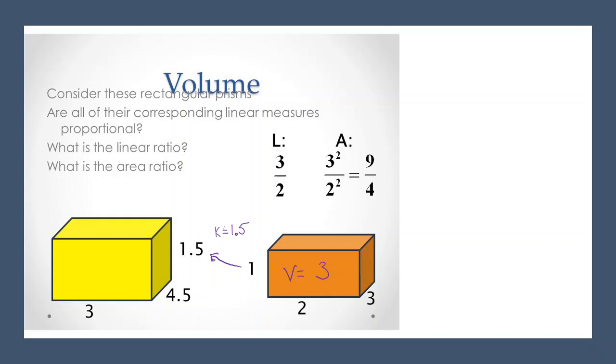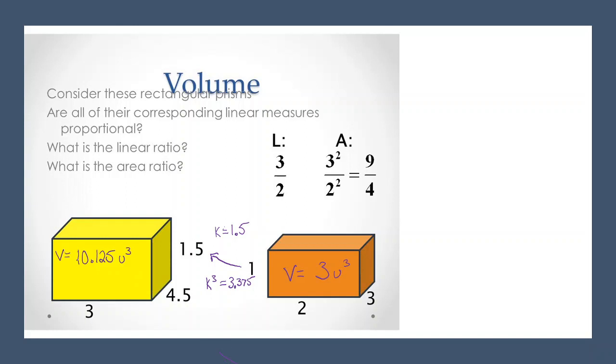So now, if I wanted to find the volume, it would be K cubed. And if K is 1.5, and I cube that, that means I do 1.5 times 1.5 times 1.5. I get 3.375. So then if I took my original volume of 3 and multiplied that by 3.375, I get 10.125 units cubed, and this should be units cubed also.